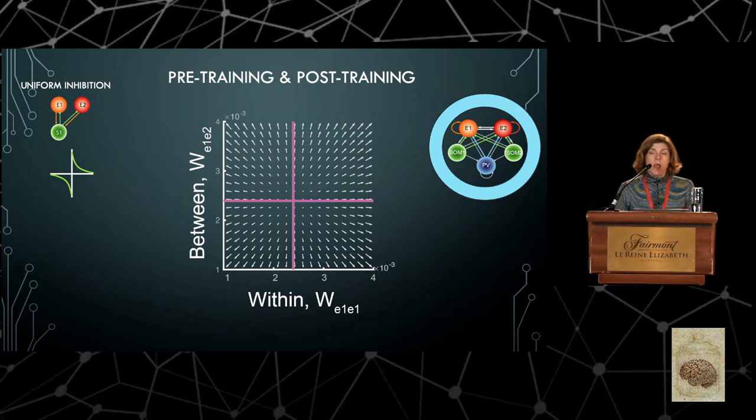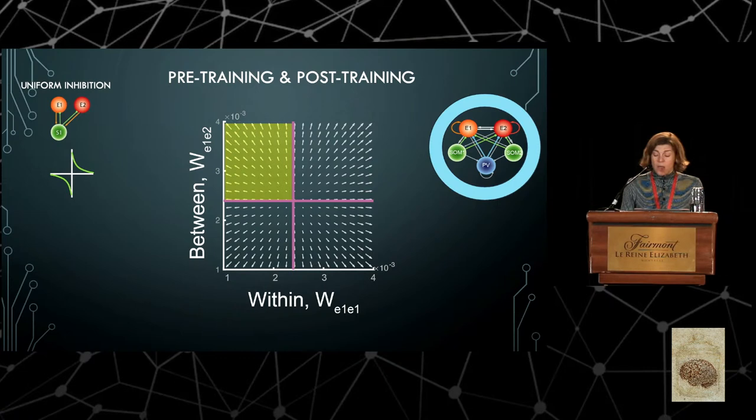Influence on the assembly formation in the network really depends on where you ended up in this phase plot. If you ended up in this quadrant, the arrows are pointing down and to the left, and that basically means you didn't train the network long enough and you're just going to decay away. Any excitatory plasticity that you saw is just going to decay away.